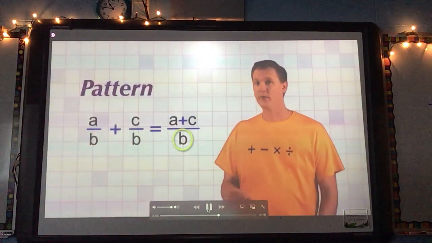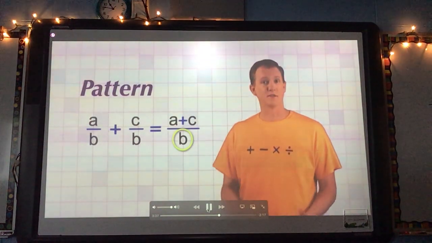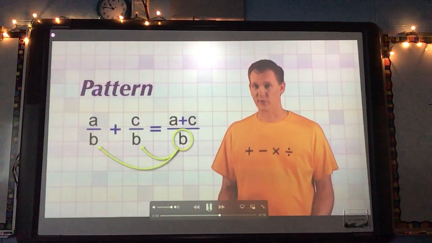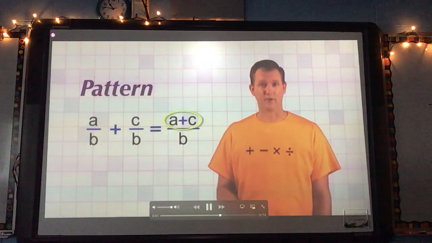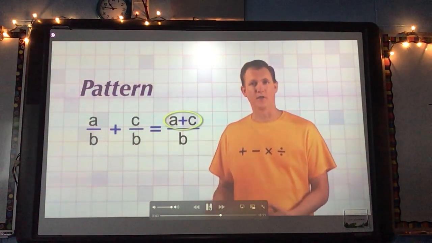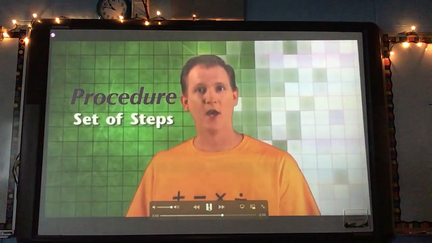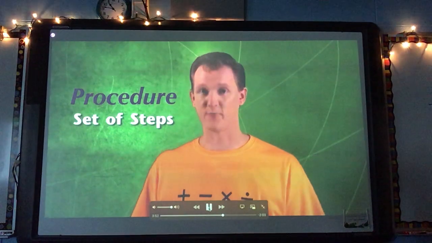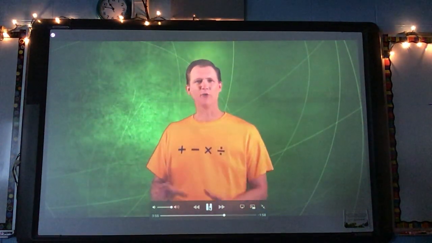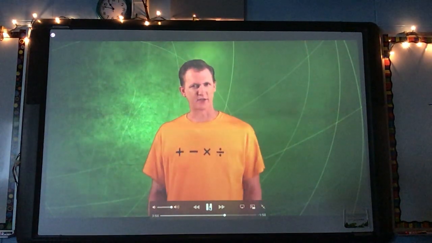In those examples, you might have noticed a pattern. The bottom number of our answer was always the same as the bottom numbers of the fractions we were adding. And the top number of our answer was just the sum of the top numbers of those fractions. Well, that's how it works. That's the procedure, or set of steps, for adding fractions that have the same bottom numbers. That's important, because if you can remember that procedure, then you won't need to use drawings to help you add fractions. And that's a really good thing, because what if you had to add these two fractions together?